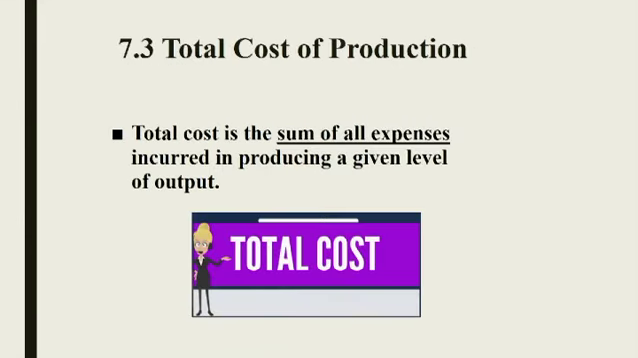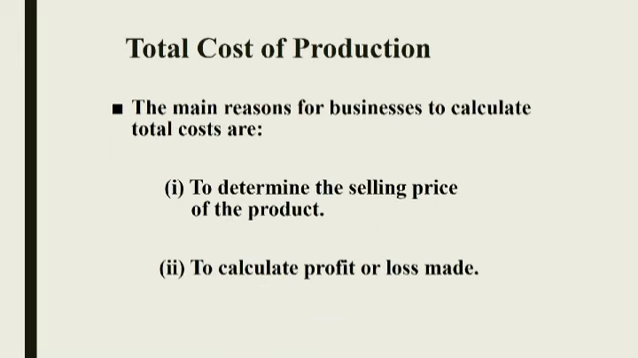Now, let us see what is total cost of production. Total cost is a sum of all expenses incurred in producing a given level of output. The main reasons for businesses to calculate total cost are, first of all, to determine the selling price of the product and to calculate profit or loss made.